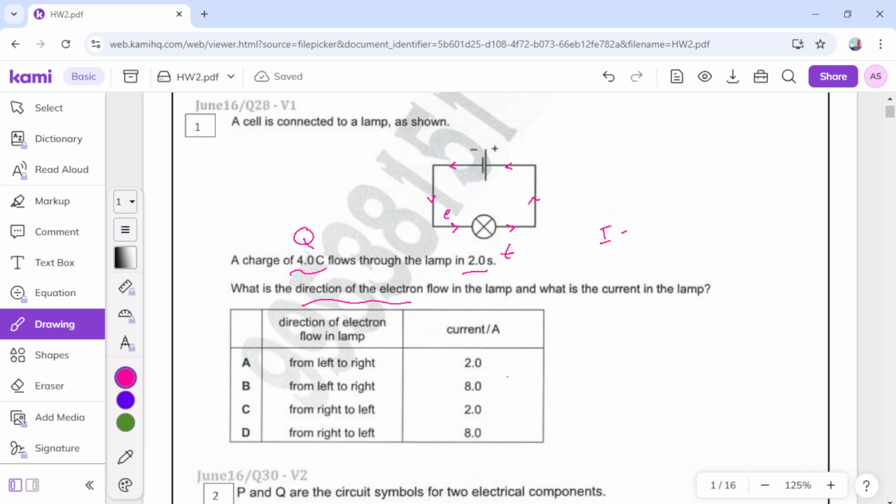Current I equals charge over time. Charge in coulomb and time in second. So now we have 4 over 2 equals 2 amps. So I will choose A.